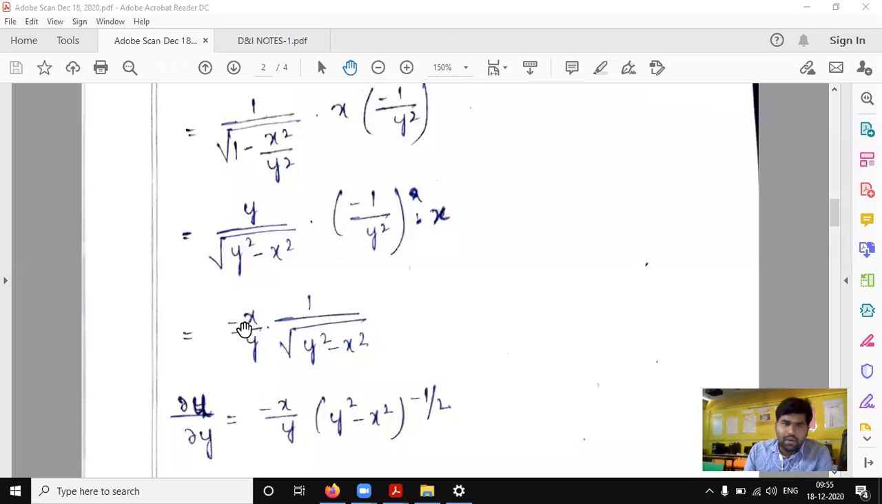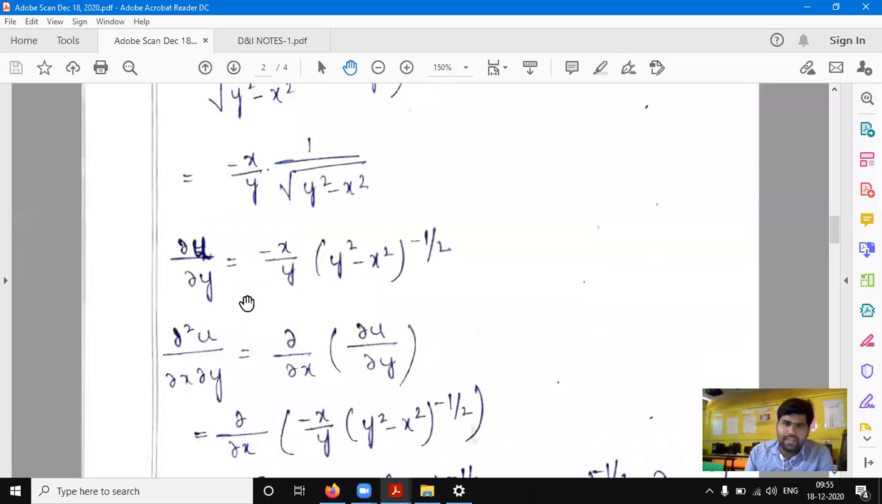So that is equal to minus x by y into 1 by under root of y square minus x square. So this ∂u/∂y is equal to minus x by y into (y square minus x square) all to the power of minus 1 by 2. The root we are writing as the power 1 by 2, and since it is in the denominator, it becomes minus 1 by 2.